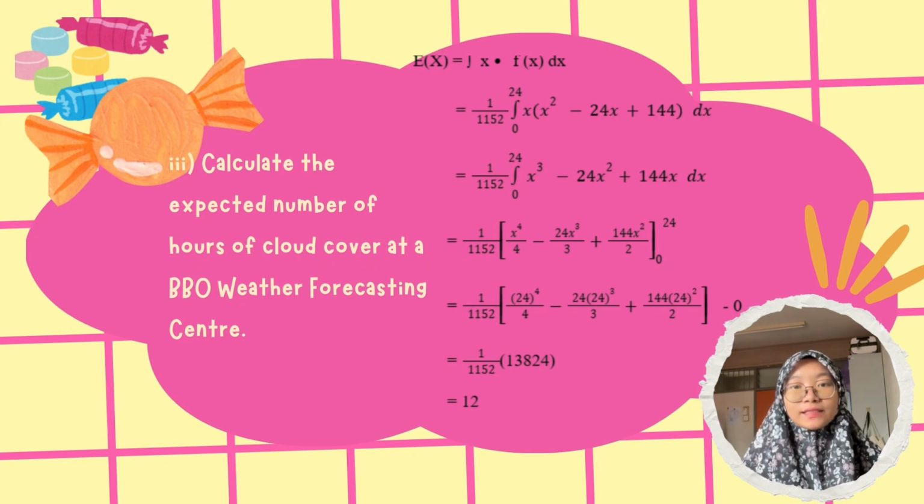Once we finish the integration, we evaluate the resulting expression at the upper limit of 24. This involves substituting 24 into each of the terms. After simplifying this calculation, we will subtract the result of substituting the lower limit. But since it's 0, the subtraction won't change the result. The simplified value of the integral gives us the expected value. After dividing by the constant term, we get the final result, which is 12. Which means the expected number of hours of cloud cover at the Weather Forecasting Center is 12 hours.